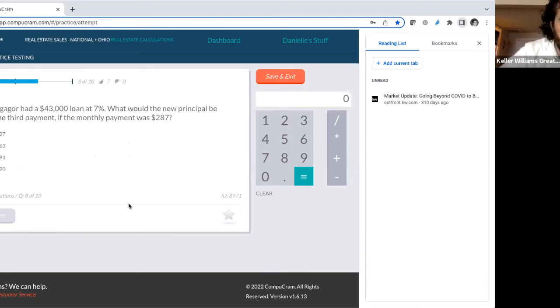All right, a mortgage had a $43,000 loan at 7%. What would the new principal be after the third payment, if the monthly payment was $287? Go ahead and give this one a shot, guys. Understanding mortgage and principal and interest and the erosion of the principal is going to be very important for the test. You will have something like this on your exam.